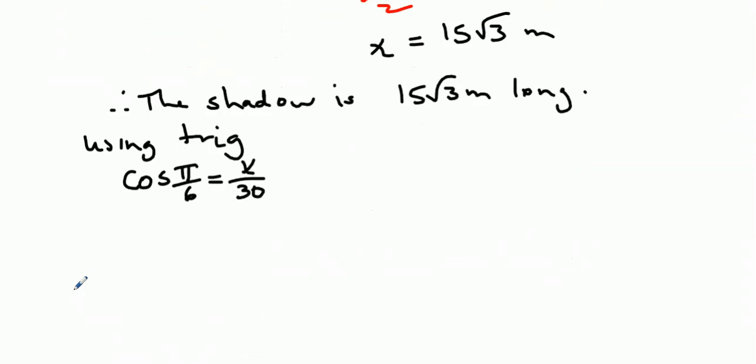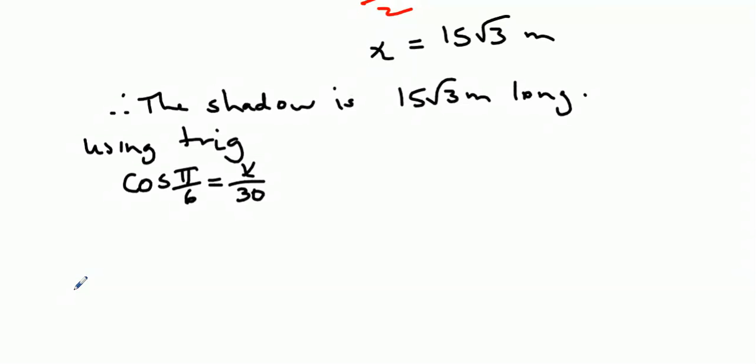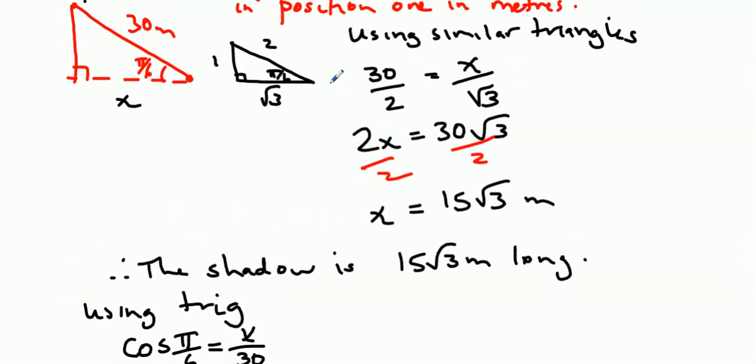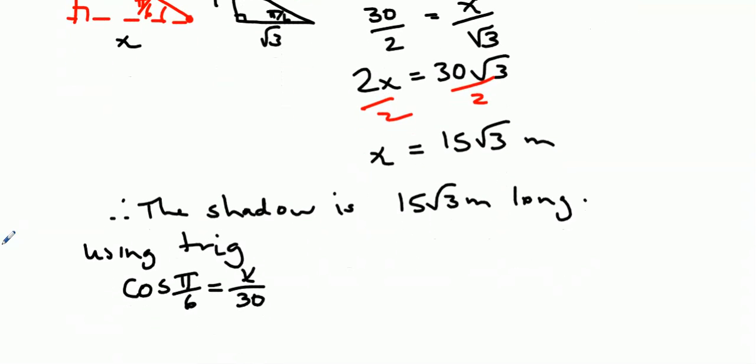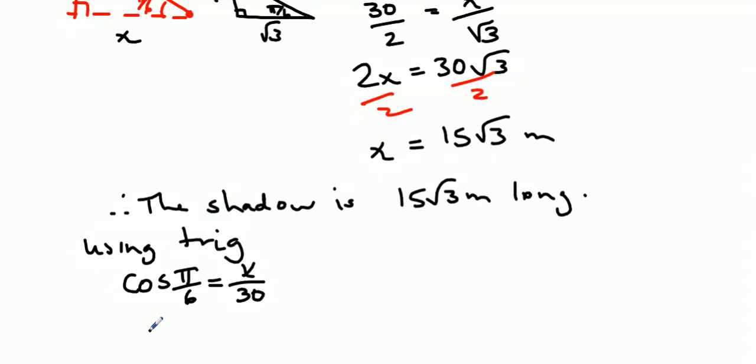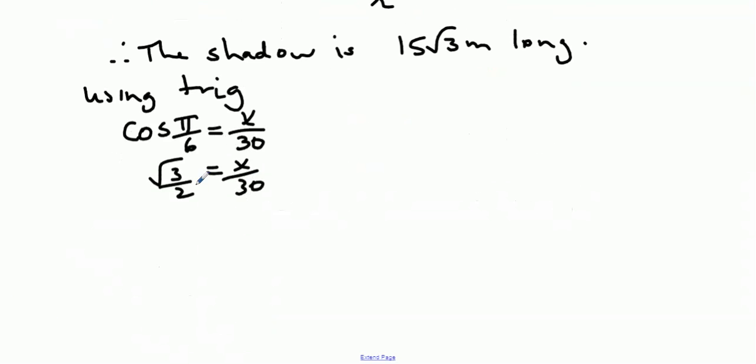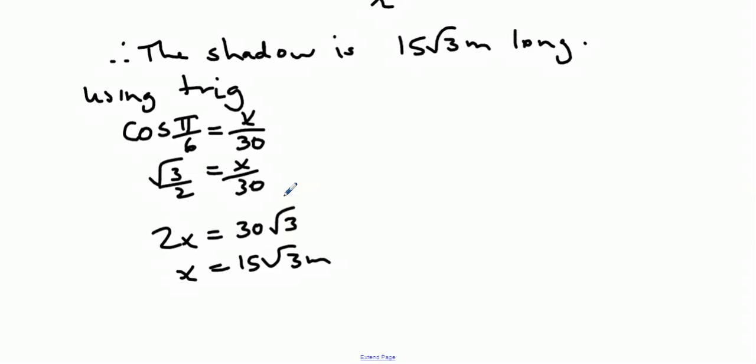And we know the cos of pi by 6. We can use the special triangle. So the cos of pi by 6 is root 3 over 2. So we're just going to replace that with root 3 over 2 equals x over 30. And we're going to cross multiply to solve for x. So this is 2x equals 30 root 3. X equals 15 root 3 meters. And we have the same conclusion. Okay, so you can use either approach and you're going to get the same answer. All right, let's keep going.